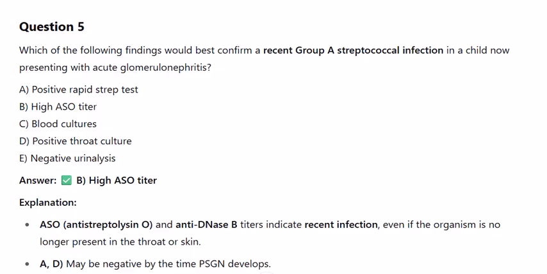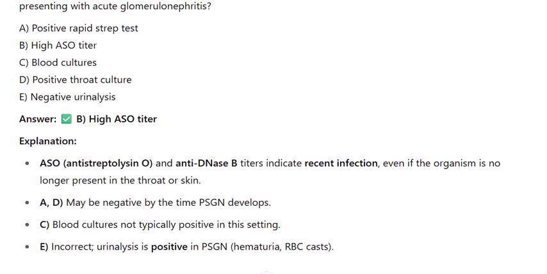High ASO titer. Explanation: Antistreptolysin O and anti-DNase B titers indicate recent infection even if the organism is no longer present in the throat or skin. A and D may be negative by the time PSGN develops. C. Blood cultures are not typically positive in this setting. E. Incorrect. Urinalysis is positive in PSGN, with hematuria and RBC casts.